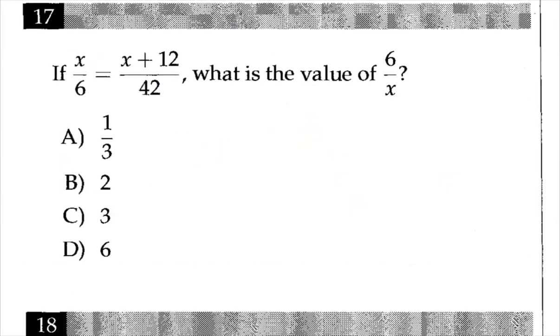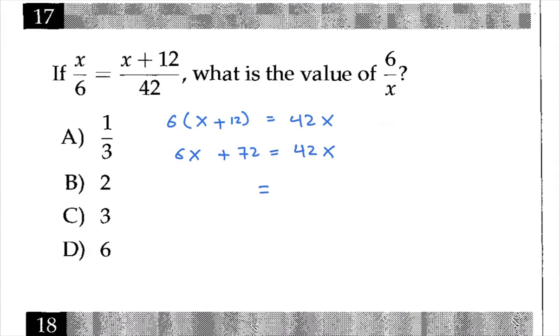Question number 17. If x over 6 equals x plus 12 over 42, what is the value of 6 over x? Again, we will cross multiply. If you cross multiply here, x plus 12 times 6 will be 6 times x plus 12. And here we have 42 times x. Isn't it? 6 times x, how much? 6x. And 6 times 12 is 72. All of this equals 42x.